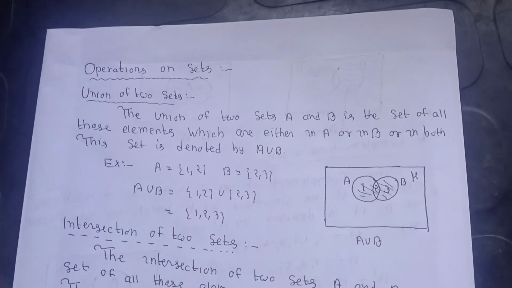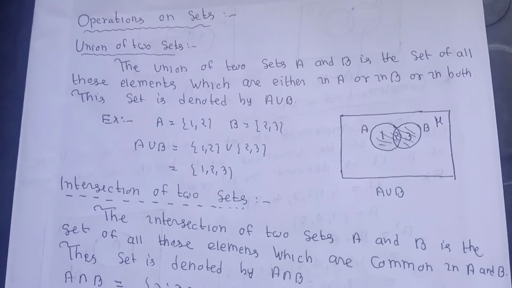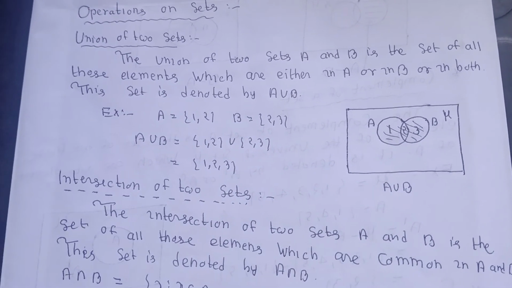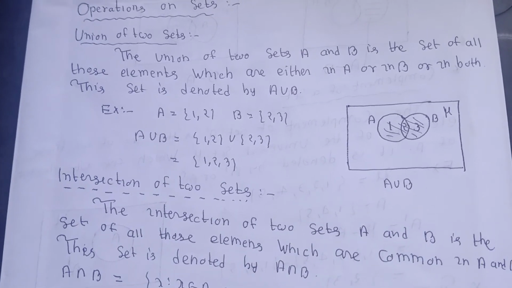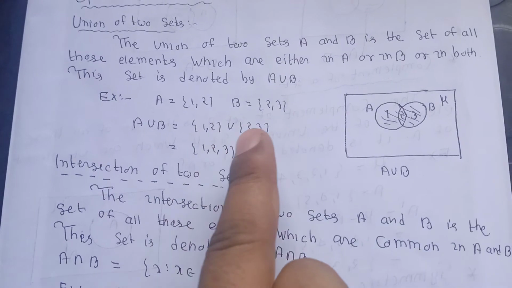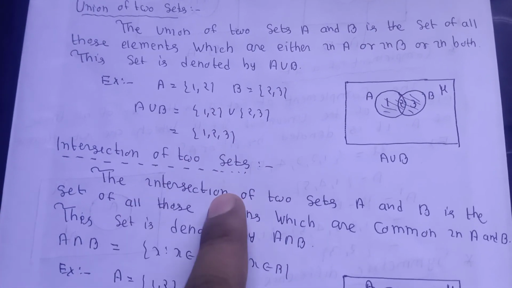Now we discuss operations on sets. First, the union of two sets. The union of two sets A and B is the set of all those elements which are either in A or in B, or in both. This set is denoted by A union B. For example, A equals {1, 2}, B equals {2, 3}. Then A union B is {1, 2} union {2, 3}, so {1, 2, 3}.